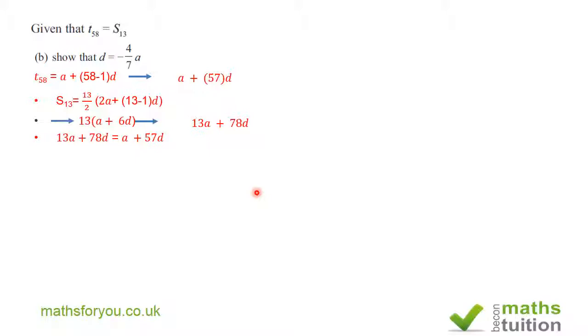If we now subtract 57d from both sides and 13a from both sides, we end up with 21d is equal to minus 12a. If we then divide both sides by 21, we end up with d is equal to minus 12a over 21. If you then divide the numerator and the denominator by 3, we end up with d is equal to minus 4a over 7 as required.